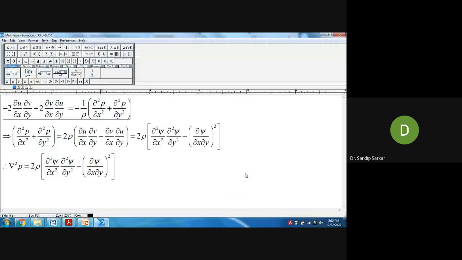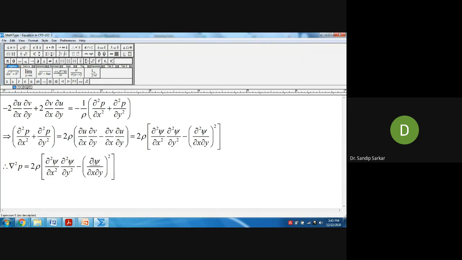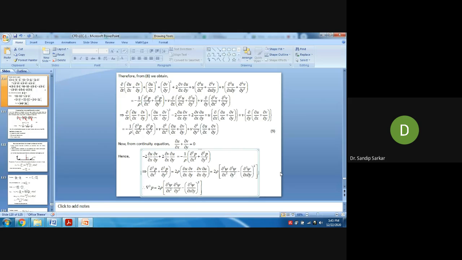I'm making mistakes. It will be ∂²ψ/∂x∂y. You are simply writing u as ∂ψ/∂y and v as −∂ψ/∂x. So simply you are writing those equations.